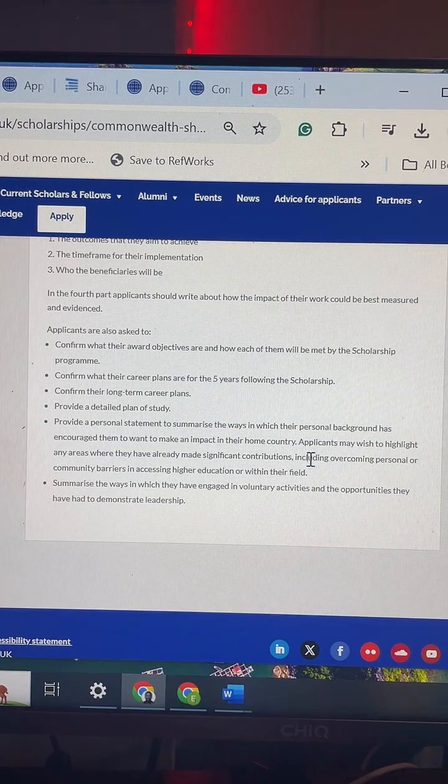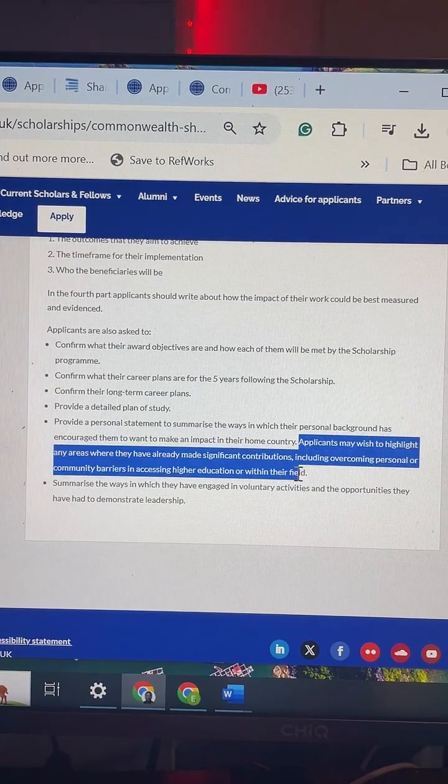And so every applicant would have a unique story. So it's time for you to sell yourself to the scholarship committee, for them to know that although you've gone through all the difficult times, you were still able to obtain a good grade for your undergraduate studies, and you want to do more. So applicants may wish to highlight any areas where they have already made significant contributions. So maybe after your studies, you've started some significant projects, maybe gone back to your community to at least do a very small project. It can be health talks, it can be anything.